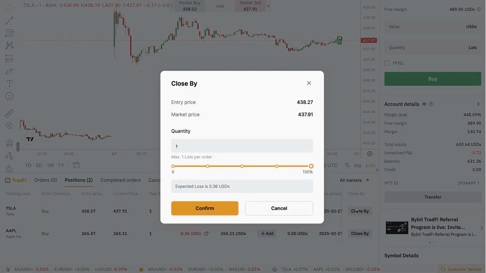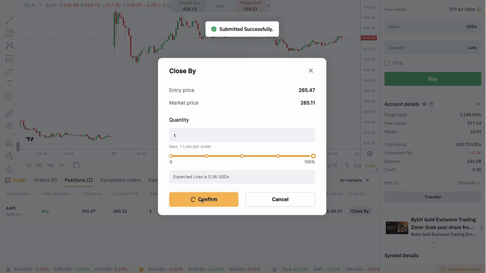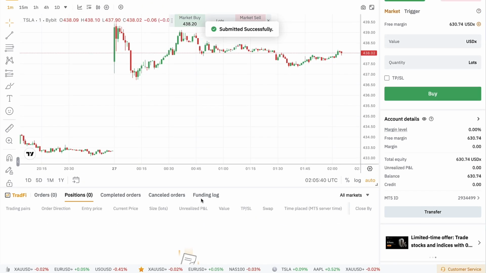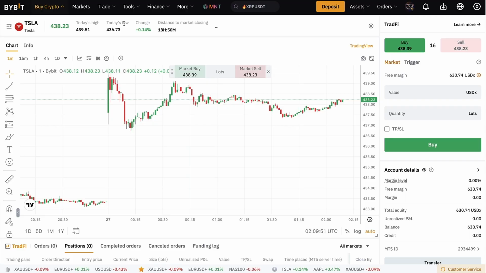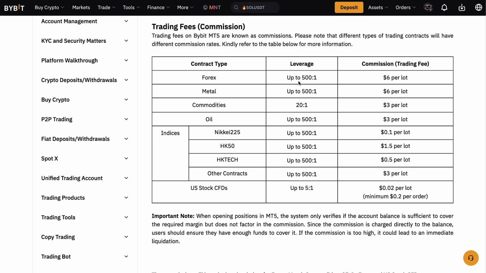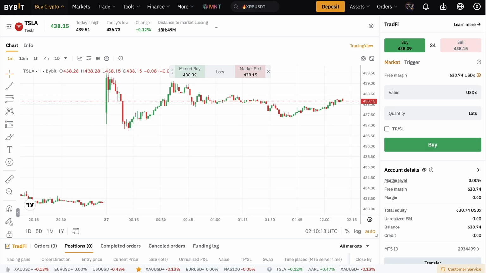Let me close both of them right here. Click here close buy, click here close buy. So now you have seen also how to trade stocks. Now it's important to understand the risks of trading these TradFi products on Bybit, and the first risk is of course the leverage. As you noticed here, many of these products have up to 500x leverage, which means that there are 500 times faster profits and losses. Everything is 500 times amplified, which means that you can make money fast, but you can also lose money extremely fast.